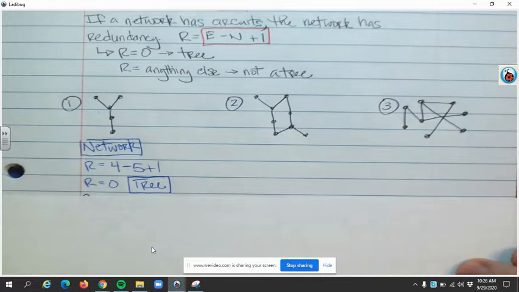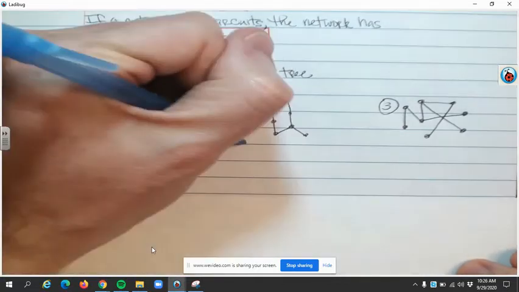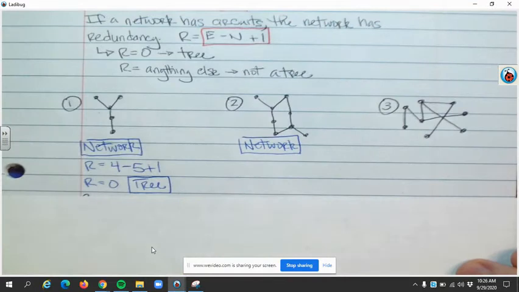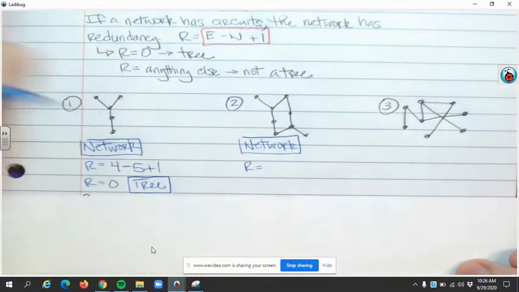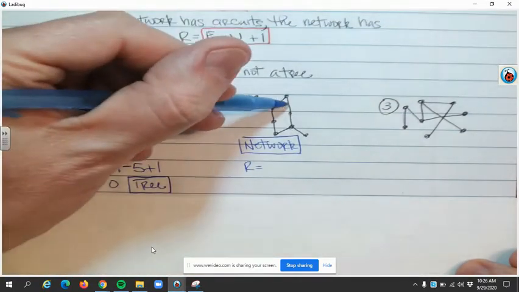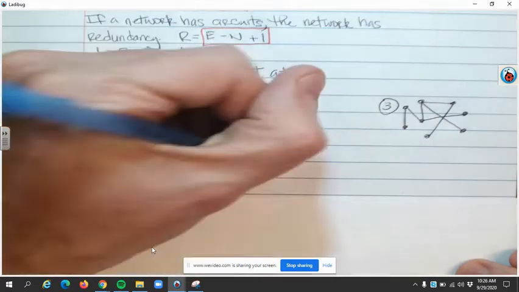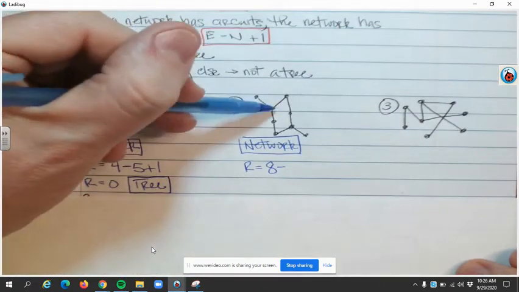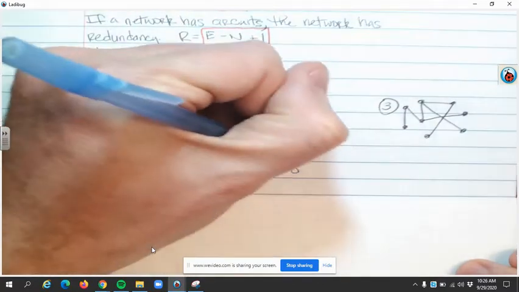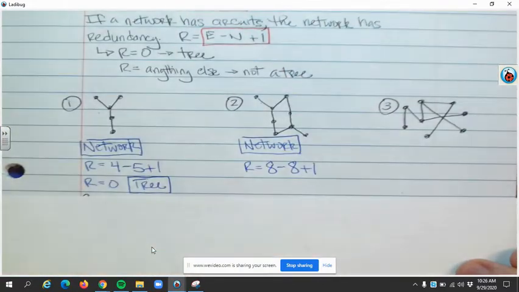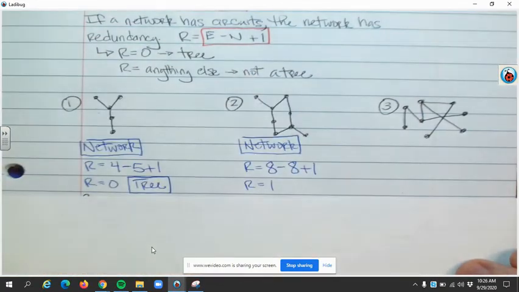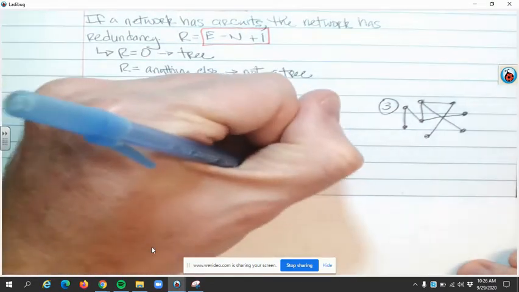Number 2, let's do the same thing. Notice all the vertices are connected, so it is a network. Now I'm going to do my formula. So my R value is found by doing edges, which is 1, 2, 3, 4, 5, 6, 7, 8, minus vertices, which is 1, 2, 3, 4, 5, 6, 7, 8, plus 1. So my R value, 8 minus 8 is 0. 0 plus 1 is 1. So R value is anything but 0. It means it is not a tree.